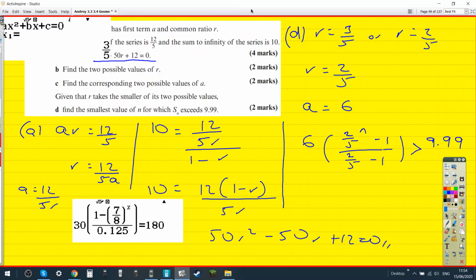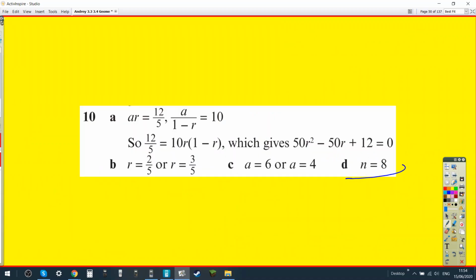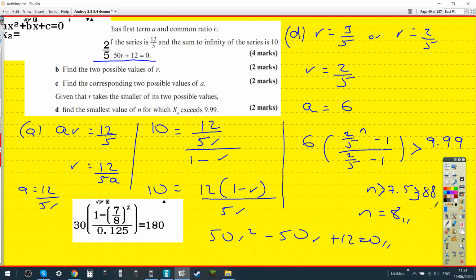I got n is 7.5388. So is it n is greater than? So is it n is 8? N equals 8. Yep, there we go. And so that's how you go about those ones. Yeah, you're good. Any questions with that?